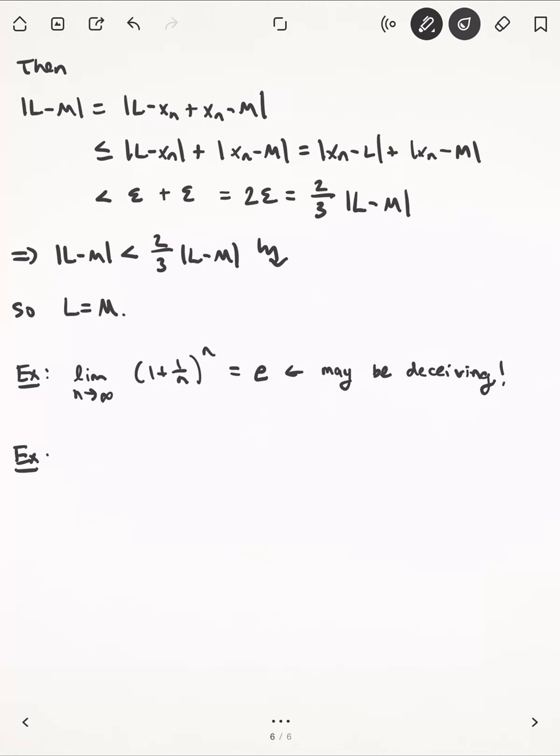Another example of a sequence that maybe is not so deceiving and is quite trivial is just: let k be a fixed real number and let the sequence xn just be k for all n. Then I think it's clear that the limit as n goes to infinity of xn is just k. If you just take the limit of k over and over and over again, it's just going to be k.